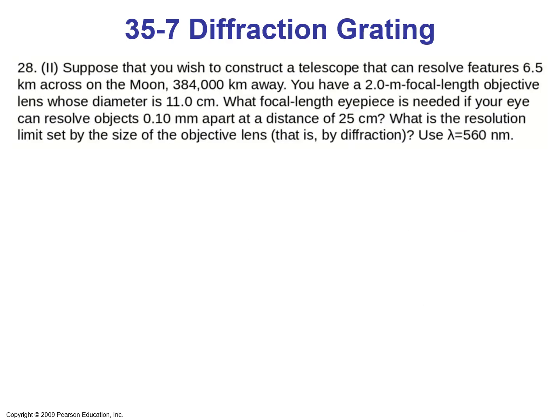Another example, problem number 28 from the book. Suppose that you wish to construct a telescope that can resolve features 6.5 kilometers across on the moon, 384,000 kilometers away. You have a 2 meter focal length objective lens whose diameter is 11 centimeter. What focal length eyepiece is needed if your eye can resolve objects 0.1 millimeter apart at a distance of 25 centimeter? And what is the resolution limit set by the size of the objective lens, that is the diffraction, and you have to use lambda equals 560 nanometer.